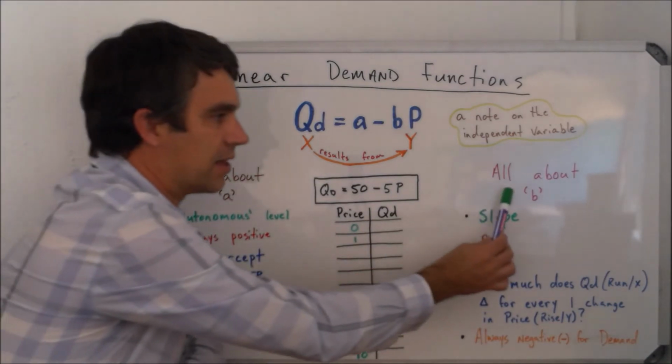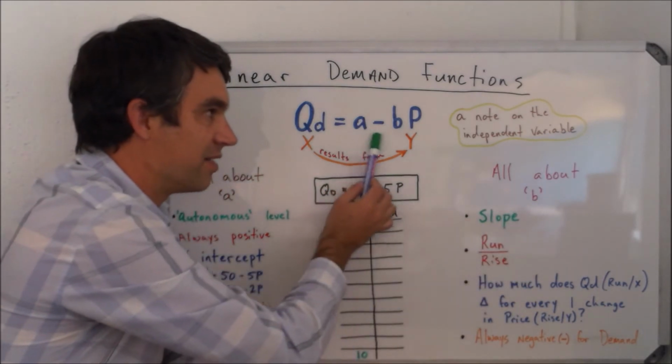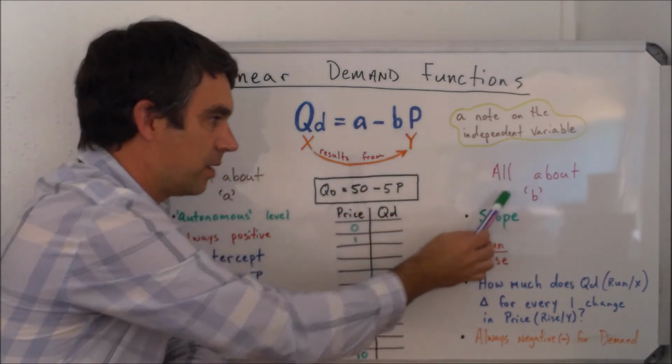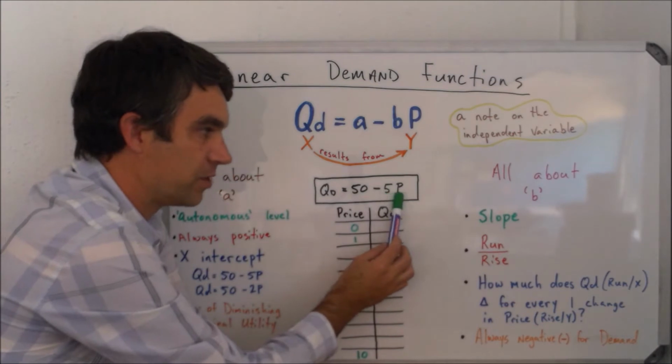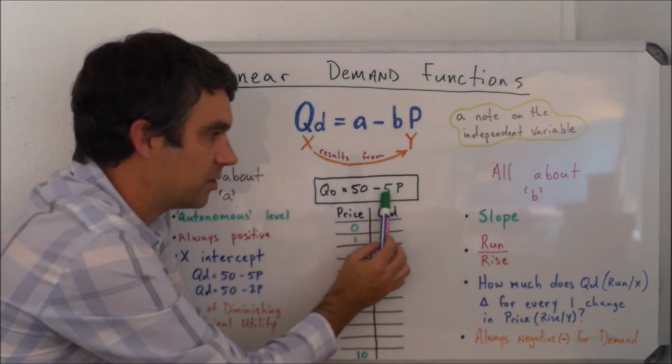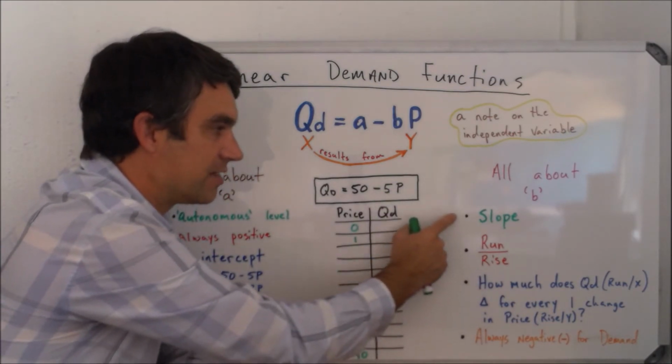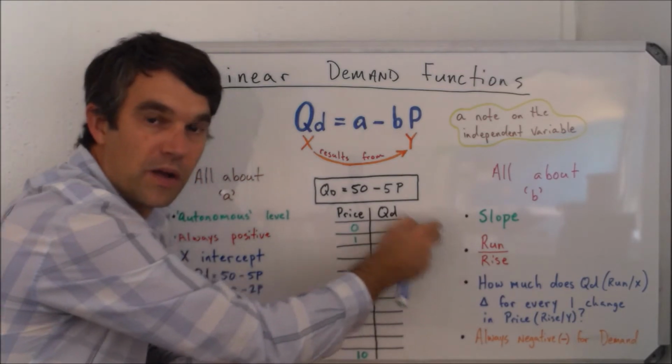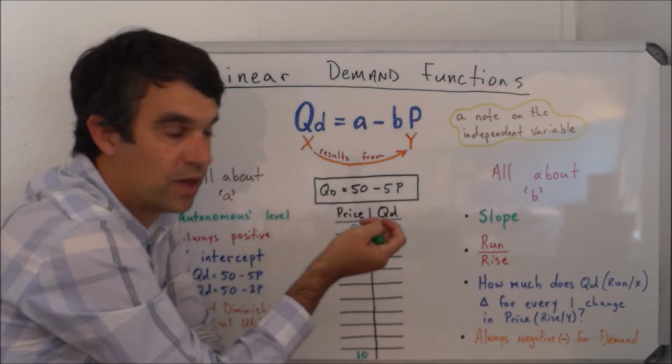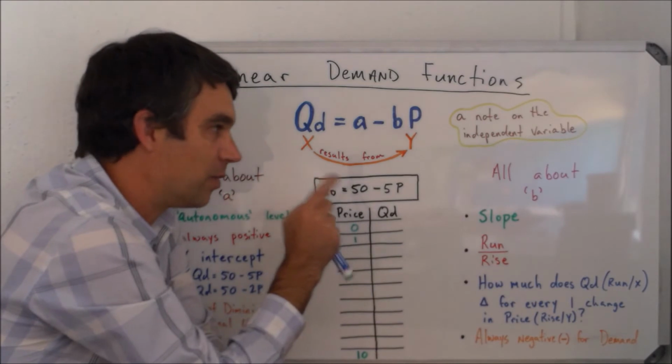All right, well, let's talk then about the B variable. That was the A variable. Now we're going to talk about the B variable. We're always going to see it as the coefficient of P, so it's going to be right next to it. It essentially is telling us the slope of the demand curve that we're going to graph. Now here it's a little bit tricky.